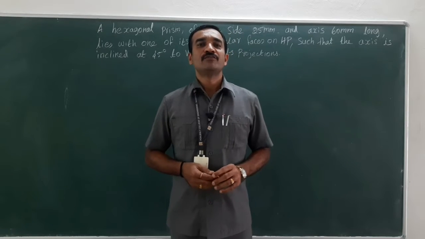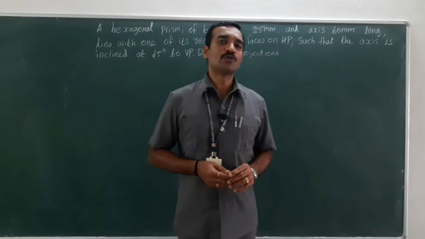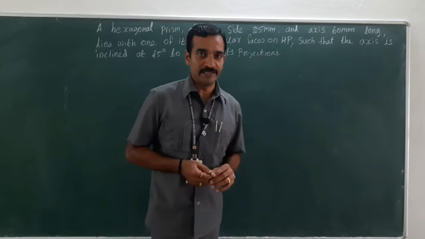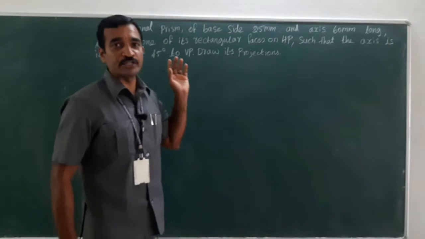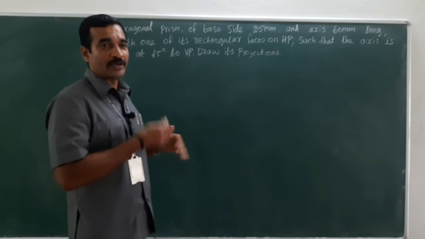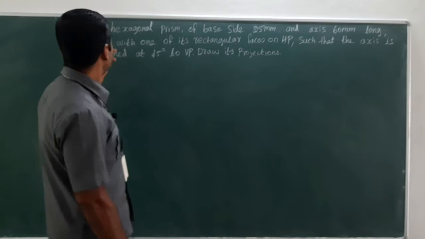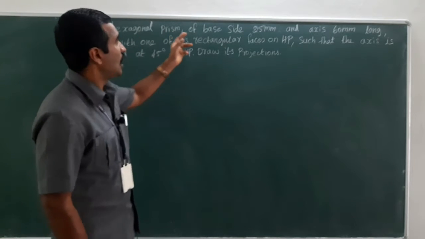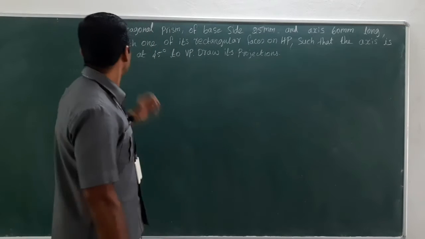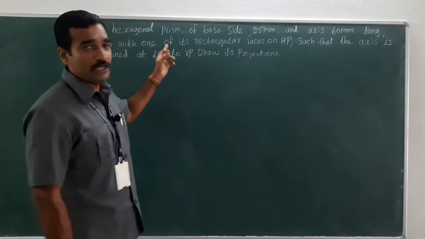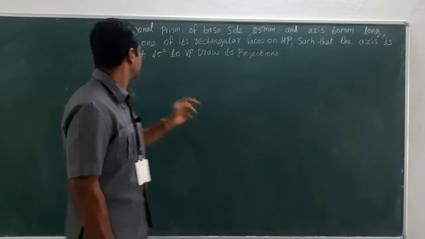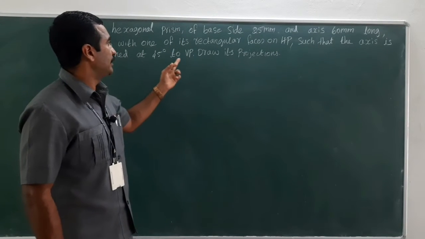Very good morning, students. For this lecturing video session, I am going to solve a problem from the chapter Projections of Solids. Let me just read out the question and make you understand what has been given and what needs to be drawn. A hexagonal prism of base side 25 mm and axis 60 mm long lies with one of its rectangular faces on HP such that the axis is inclined at 45 degree to VP.